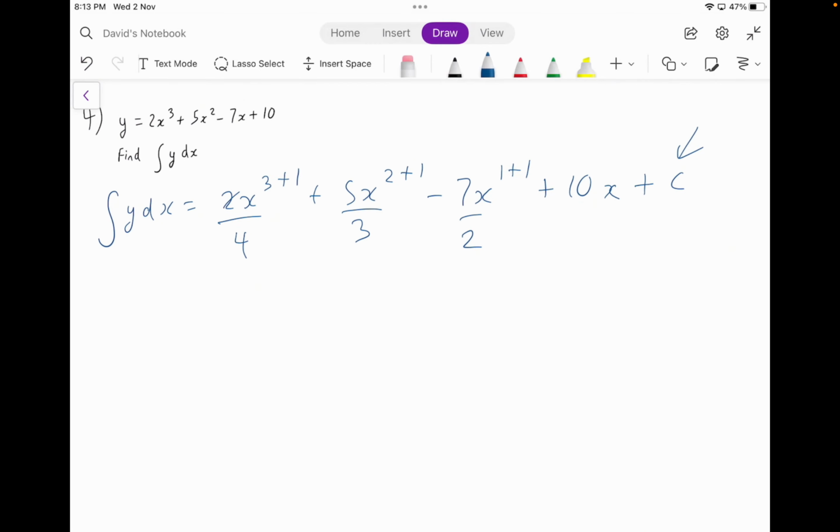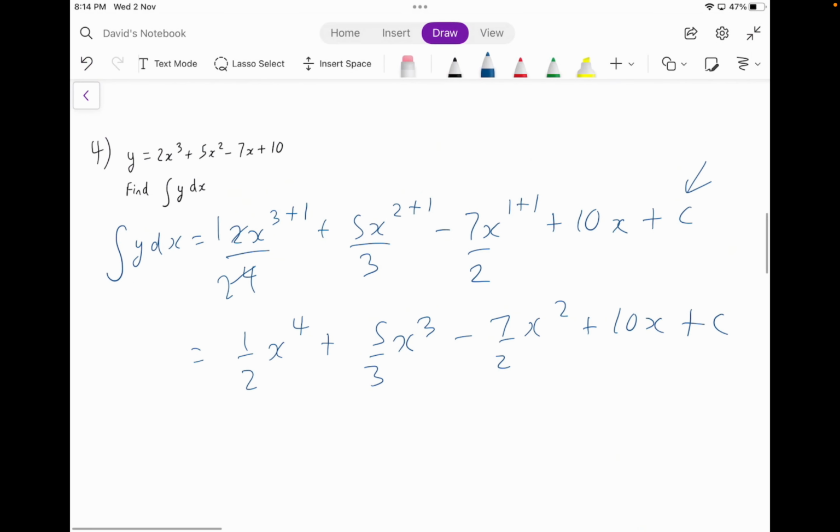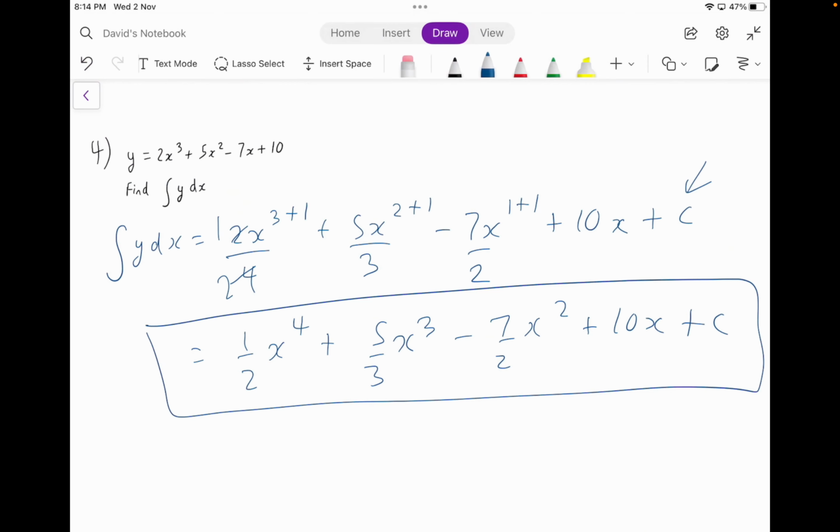2 by 4, that's going to become half. So that's going to become half x raised to power of 4 plus 5 by 3 x raised to power 3 minus 7 by 2 x raised to power 2 plus 10x plus c. Now this is a form of integration, and this is going to be your final answer for finding the integration form of y dx.